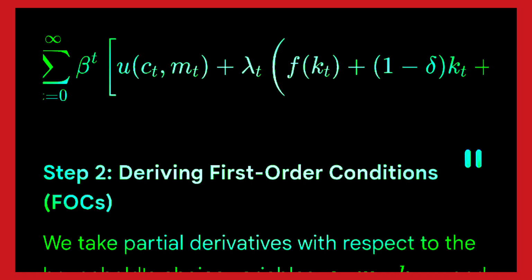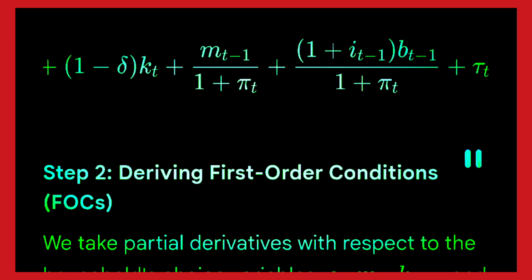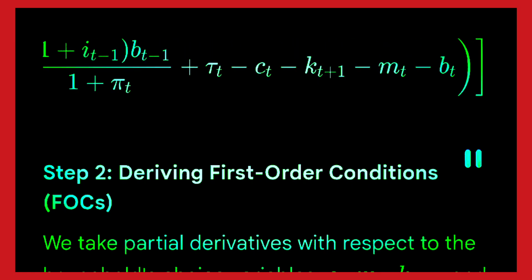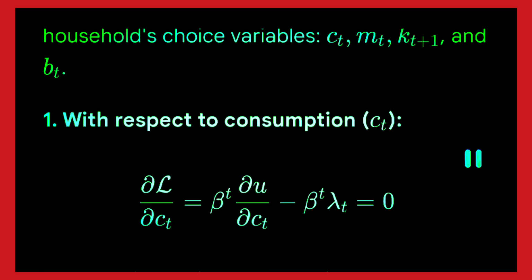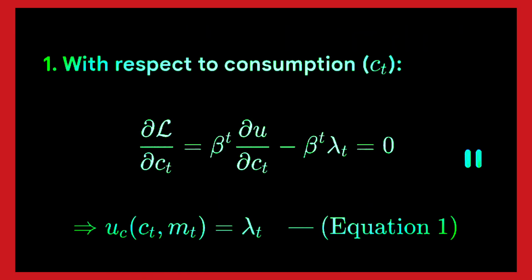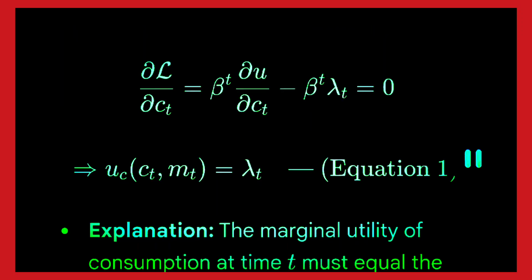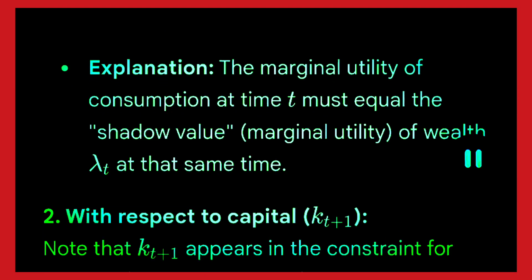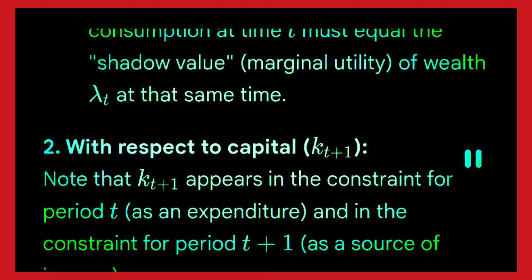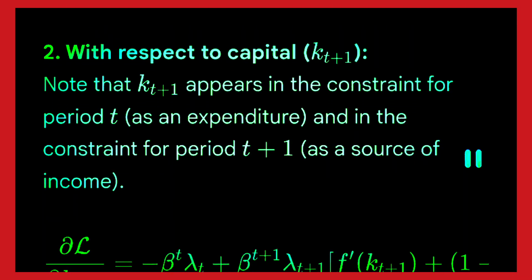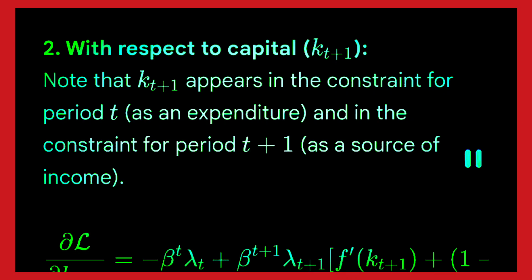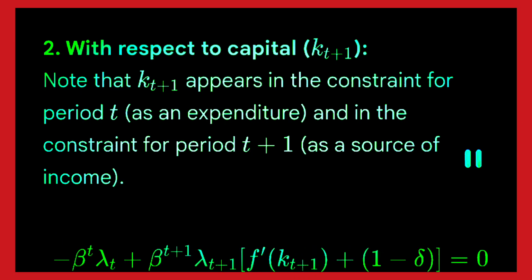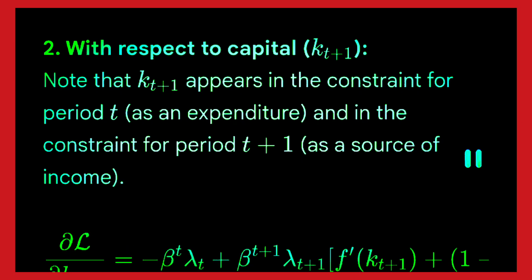and B_t. 1. With respect to consumption, C_t. Explanation. The marginal utility of consumption at time t must equal the shadow value, or marginal utility, of wealth, lambda_t, at that same time. 2. With respect to capital, K_{t+1}. Note that K_{t+1} appears in the constraint for period t as an expenditure and in the constraint for period t+1 as a source of income.